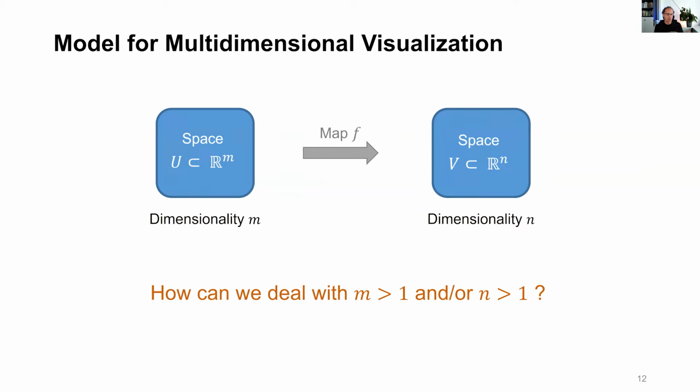And of course, the big question is, how can we deal with m larger than 1 and/or with n larger than 1? And the problem is that we can't just directly adopt the idea of the function plot from the previous slide. After all, in this case, there's just not enough visual space available to extend the function plot idea from the previous slide to this new scenario.